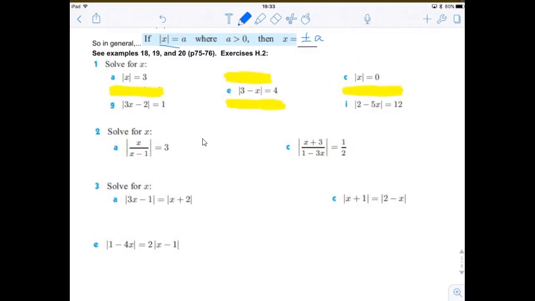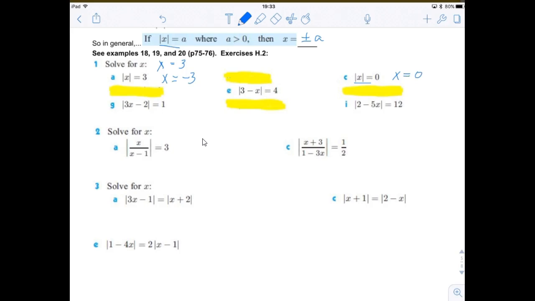1. Solve for x. If the absolute value of x equals 3, then there's two cases. One is that x is equal to 3, and the other is the case where x equals negative 3. Either one of those would yield a positive value after you take the absolute value. C. If the absolute value of x equals 0, then we know that x equals 0, because there's no negative value of 0, right?